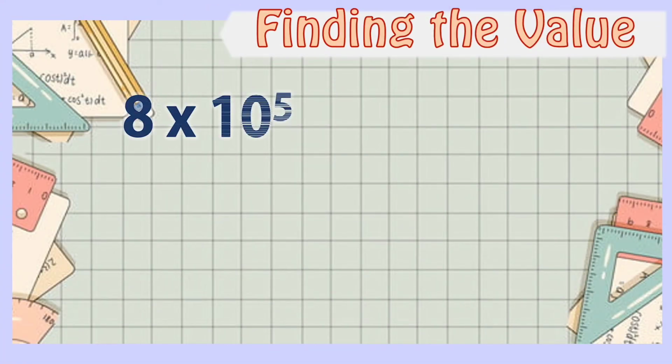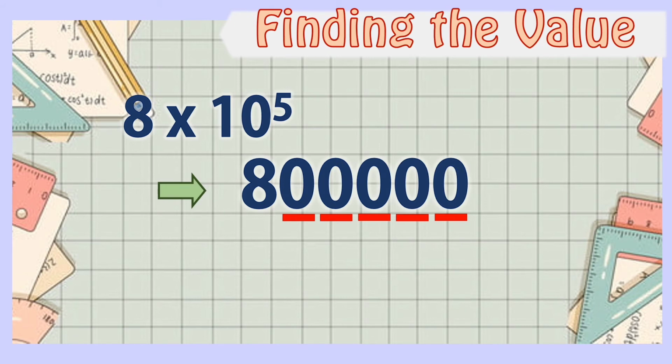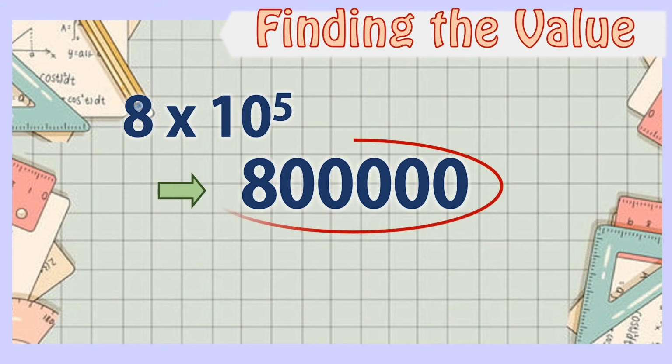Let's try another one. 8 times 10 to the 5th power. So for this exponential form, we'll just copy the multiplicand, which is 8. Then next to 8, write zeros that correspond to the exponent of 10. So 8 times 10 to the 5th power is equal to 800,000.